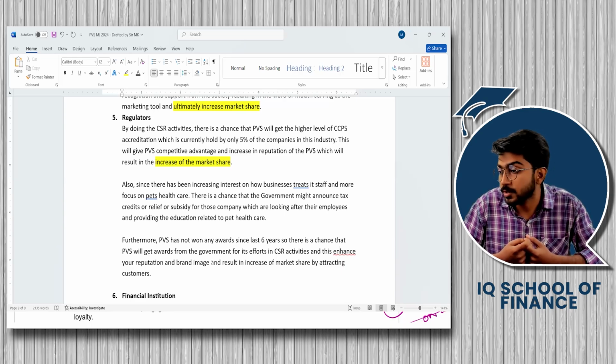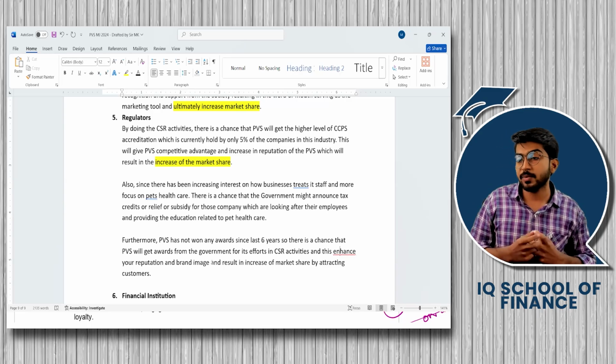Also, this will help PVS get the chance to receive the government awards which it has not been able to receive in the past years. This would greatly increase the reputation and the brand image, and will result in an increase of market share. So now, Sneha, you got it. What are the mistakes in the point?